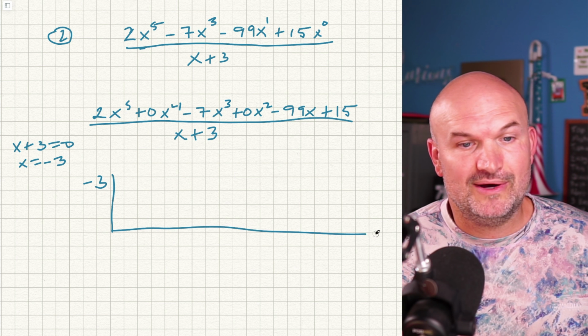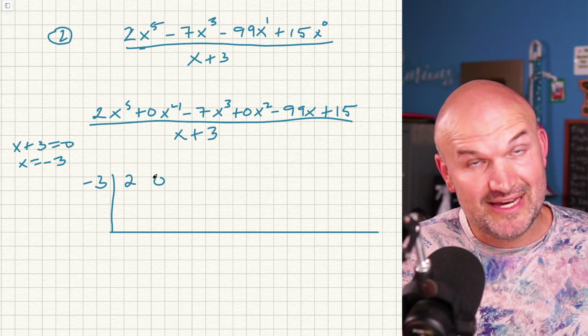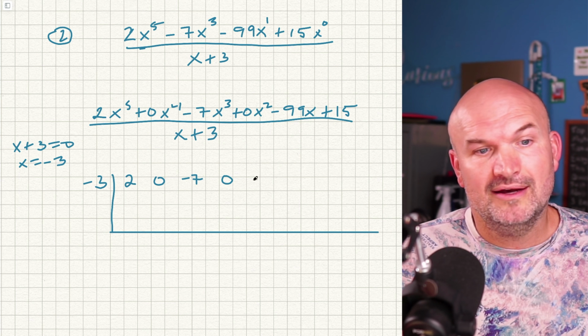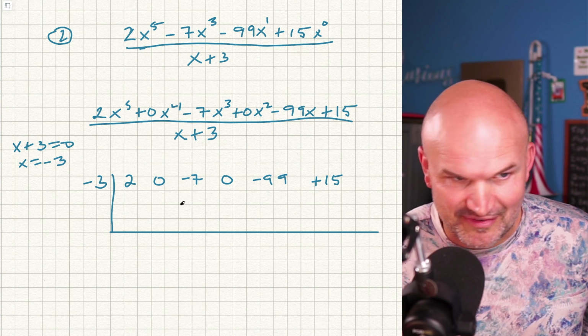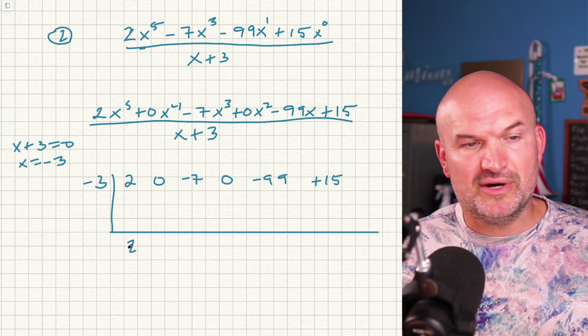And now let's go ahead and list all of these out. So I have a 2, I have to have a 0, I have a -7, I have to have a 0, I have a -99, and I have a +15. All right, this is going to be fun. All right, so let's go. Remember, freebie, first one. Ding, ding, ding. Love that. Bring it down.